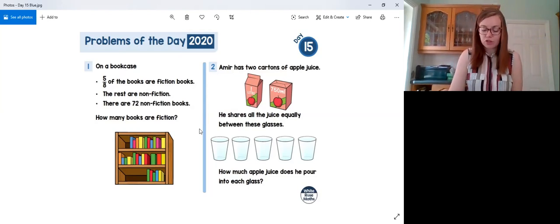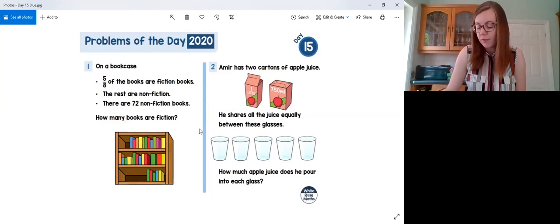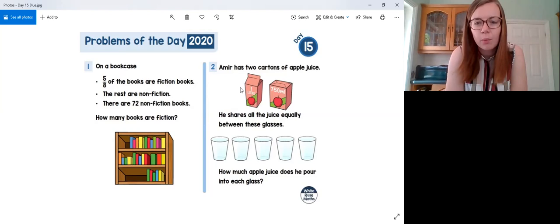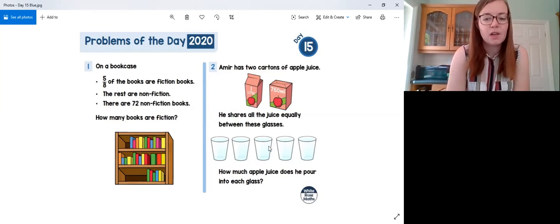Okay, last question for day 15 then is Amir has 2 cartons of apple juice. And we can see from the picture there, it might be quite hard to read, but we have a 1 litre carton and a 750 millilitre carton. He then shares the juice equally between all these glasses. So that means each of these glasses has the same amount in. So how much apple juice does he pour into each glass?